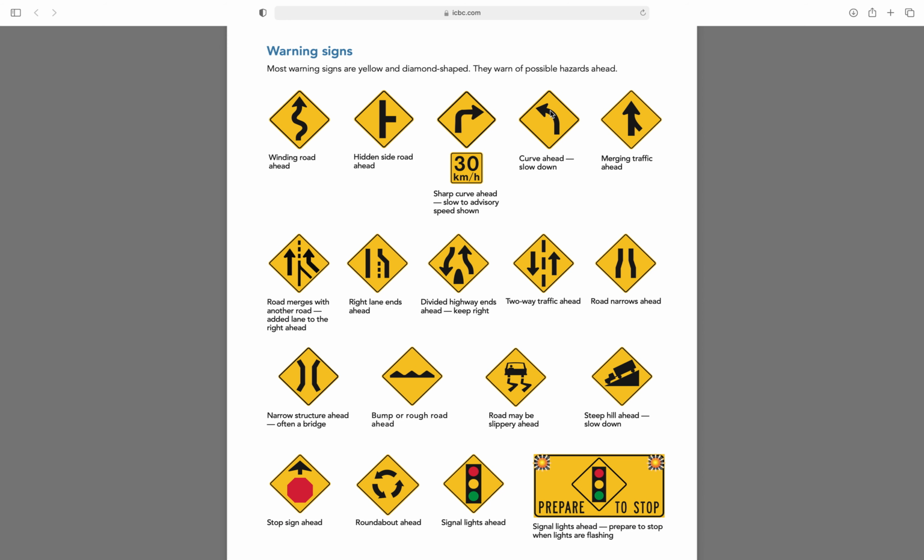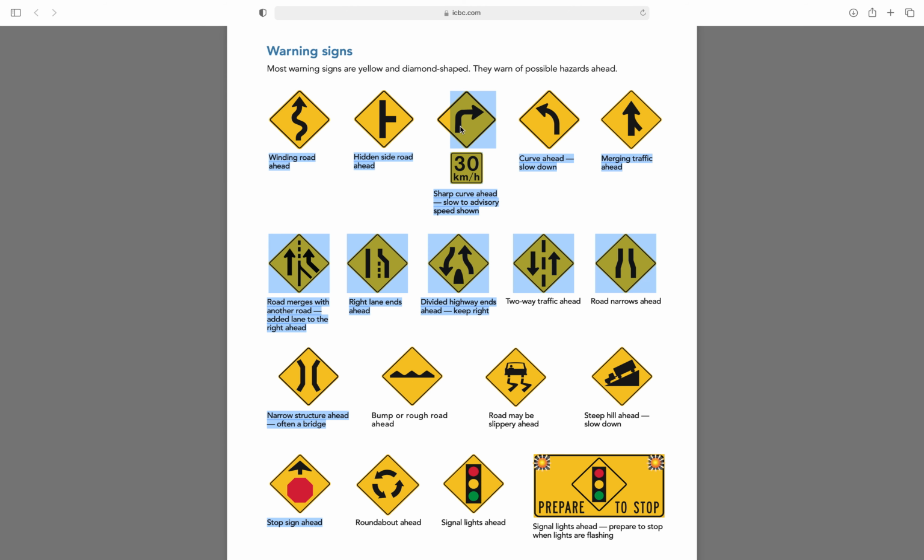Warning signs. Most warning signs are yellow and diamond shaped. They warn of possible hazards ahead. So this is like the winding road one I was mentioning. And then this one's a common one too, the hidden road. So if someone has a driveway or there's a road that's kind of tucked in behind the trees, they'll put this sign so that drivers are aware that there could be someone coming from the street, or that someone may be turning on that street as well.